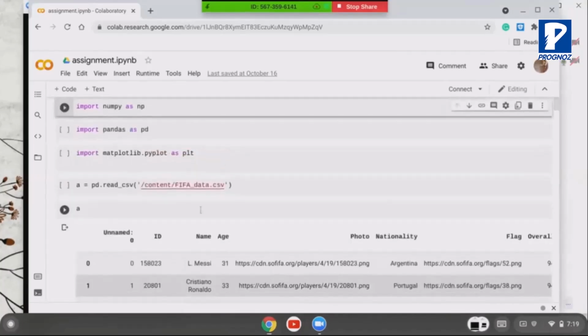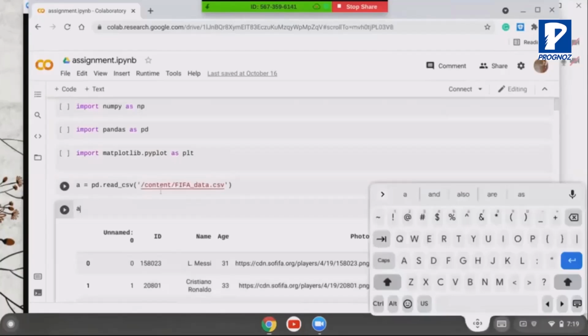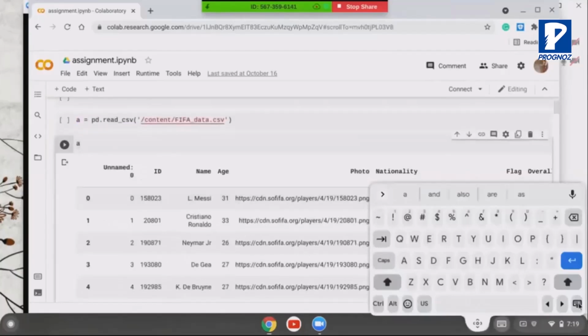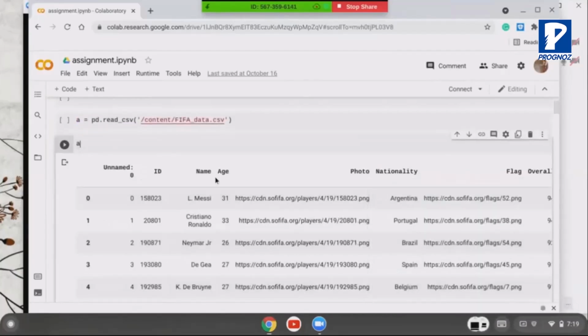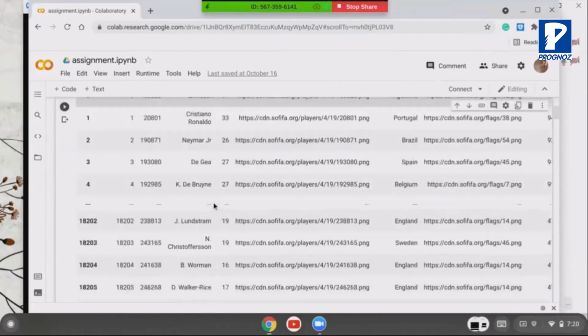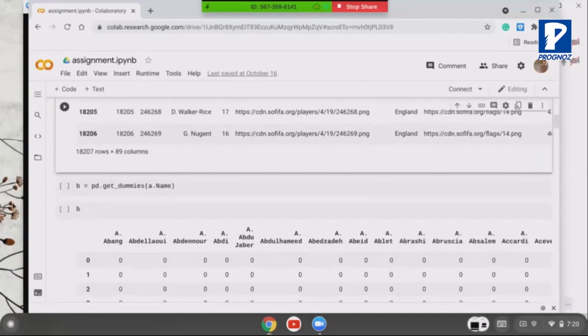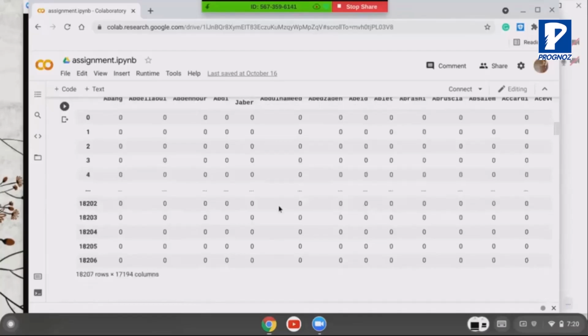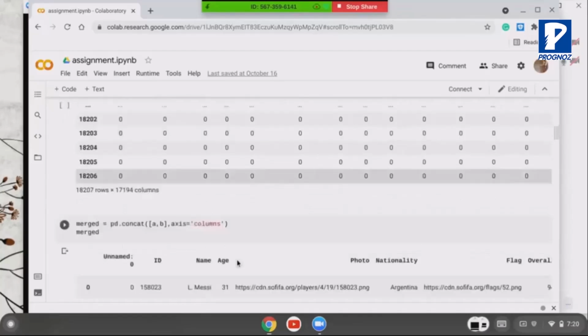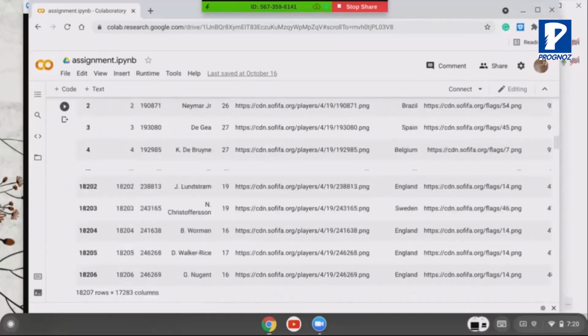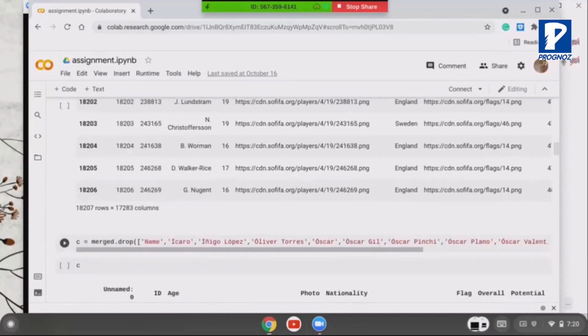Yeah. So what I did was that I have uploaded the file, and then now I just wanted to change this name into the numerical value because it's a string. So I have taken the pd.get_dummies. Then I have taken the name and then converted it into numerical values, zeros and ones, and then I've merged it with A. So after I merged it with A, and then I have to remove the name, right? Drop the name, and then I did drop the name.